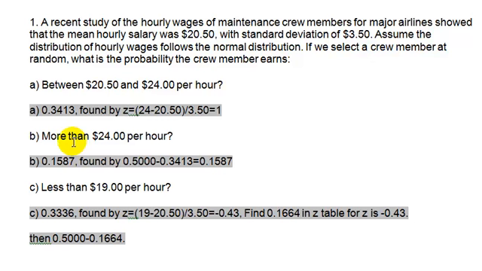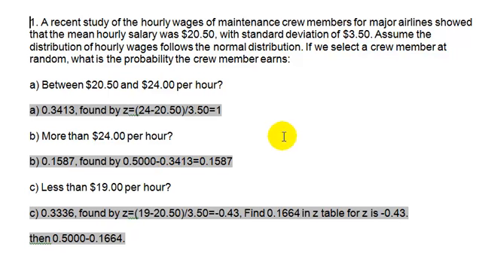Question 2. More than 24 per hour. Again, we find the z-value for 24. We already got the z-value for 24 from the first question, which is 1, and the corresponding area is 0.3413. More than 24 per hour means we are looking for the area to the right of the point 24. So how do we find that part? We use 0.5 minus 0.3413.